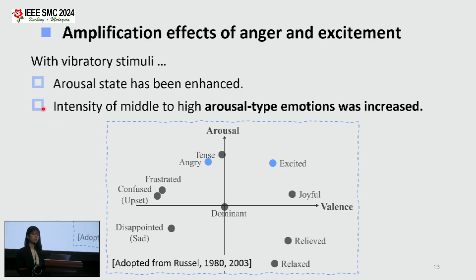In terms of subjective evaluation, the intensity of arousing emotions such as anger and excitement was enhanced by the vibratory stimuli. In addition, although tense is the most arousing emotion among the attributes we used, no effect of vibration was observed. Because tension scores were already high, even in the no vibration condition, suggesting that there was little room for further amplification. So, not all arousing emotions were uniformly enhanced by this method.